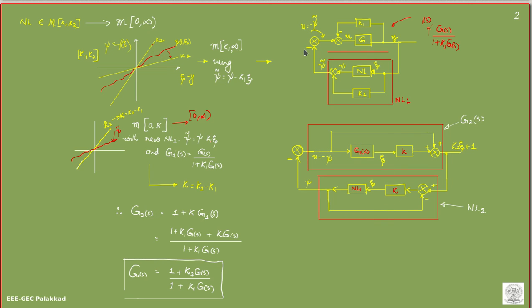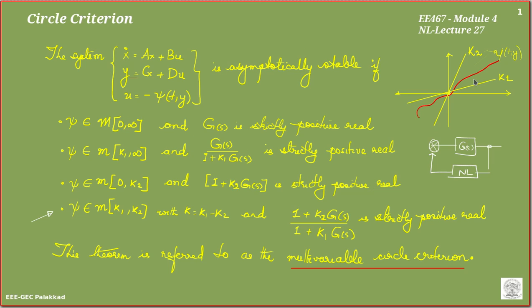We did some loop transformations on the nonlinear system, and finally we came up with a new G(s), which says that if (1 + K2 G(s)) / (1 + K1 G(s)) is a strictly positive real function, then for a nonlinearity which lies within this sector, the whole system is asymptotically stable. So what does this say?